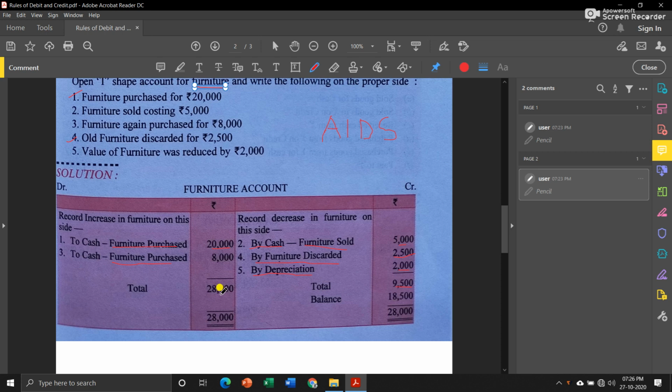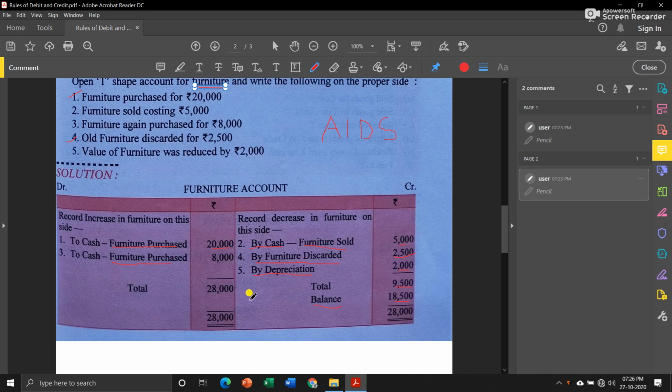That difference we will write on credit side because credit side is lesser in comparison with debit side. So in order to match both the sides, first we will find out the difference between the total of both the sides, and we got 18,500. Now this 18,500 is nothing but our balance, so we will write this 18,500 in here, and after adding 9,500 and 18,500, we got 28,000 on both the sides of this furniture account.